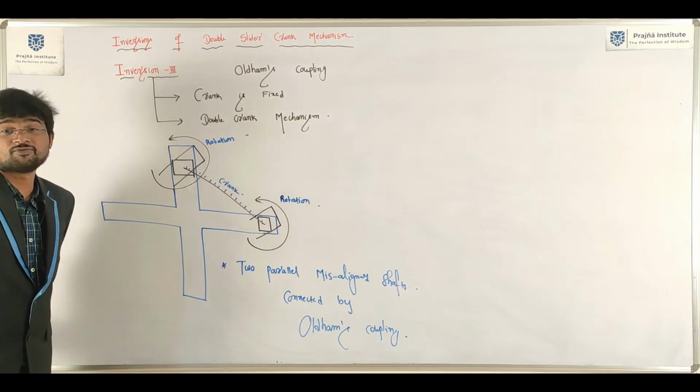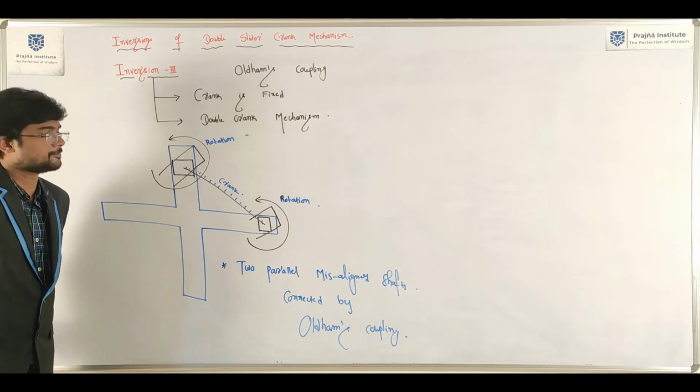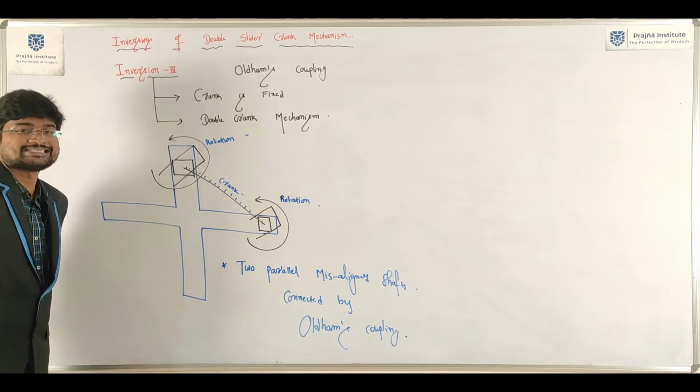What is the purpose of Oldham's coupling? It is used to connect two parallel misaligned shafts. The working of Oldham's coupling you can see here.